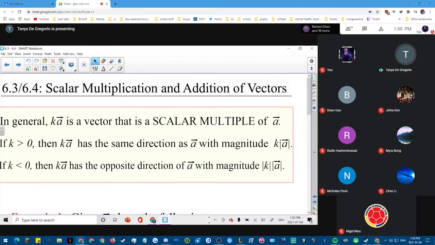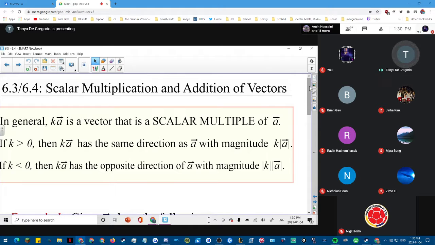Now if k is less than 0, again we do have a new magnitude, right? The magnitude is being multiplied by k, and the direction is also changing. So now it's going to be in the opposite direction of where it was originally.